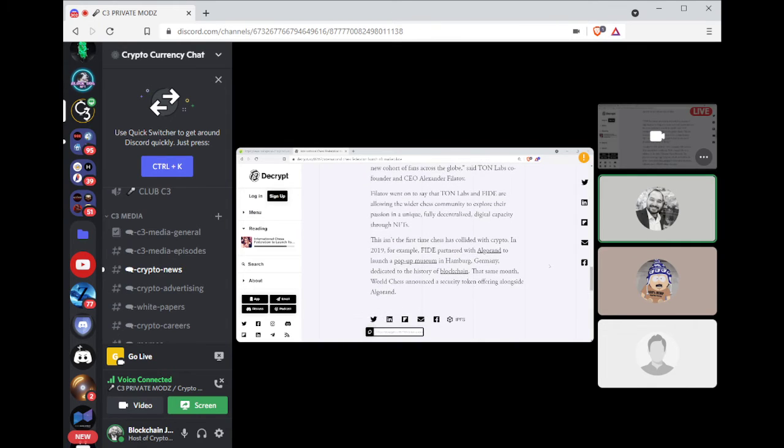This isn't the first time chess has collided with crypto. In 2019, for example, FIDE partnered with Algorand to launch a pop-up museum in Hamburg, Germany, dedicated to the history of blockchain. That same month, World Chess announced a security token offering alongside Algorand.